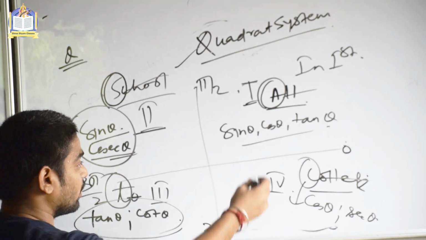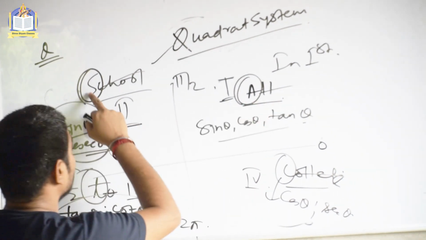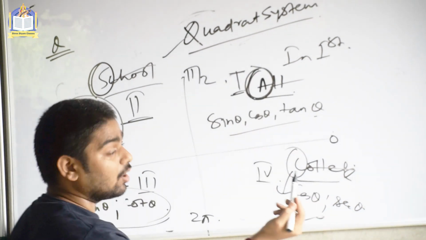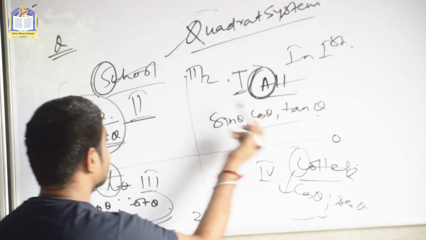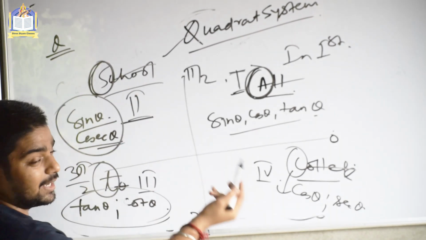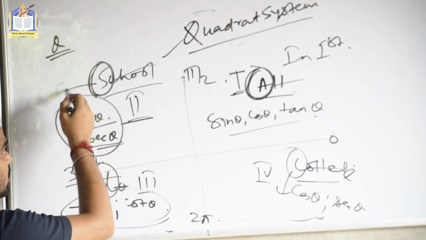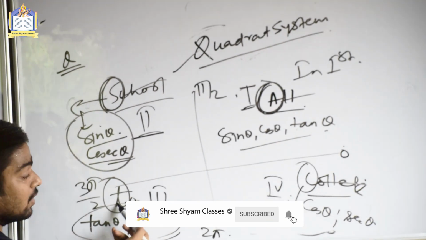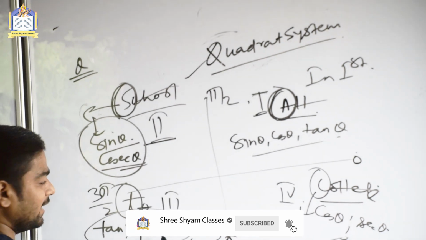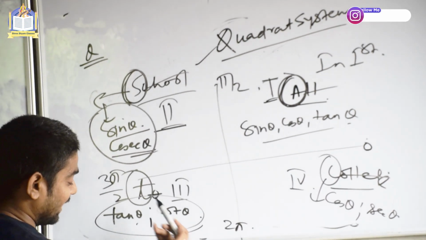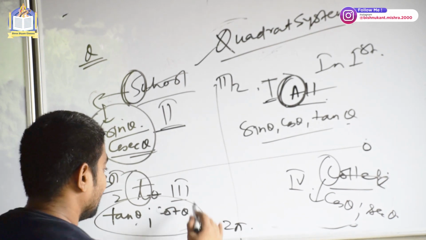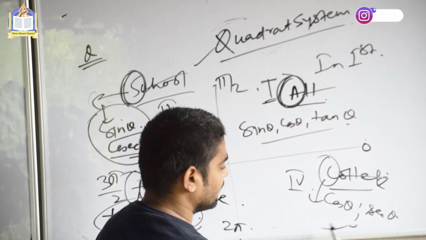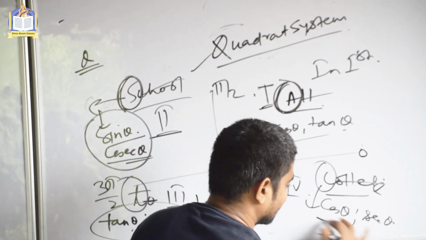So in the first quadrant A, here you go, all school to college. Here A stands for all. In the first quadrant all trigonometric ratios are positive. In the second quadrant S stands for sine theta and its reciprocal cosec theta are positive. In the third quadrant T stands for tan and its reciprocal cot theta are positive. And in the fourth quadrant C stands for cos theta and its reciprocal sec theta are positive.